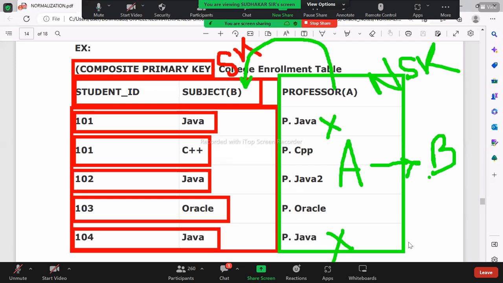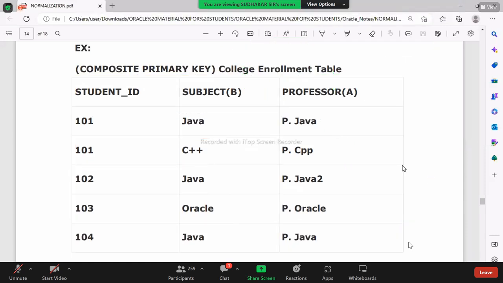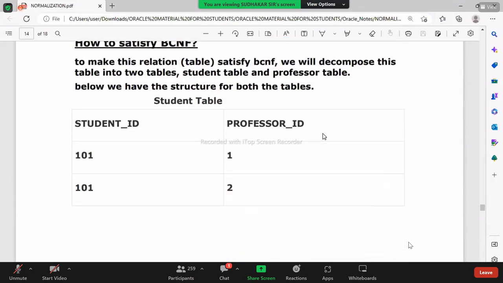Then what do I want to do, sir? I want to make it reverse. Yes or no? That means professor should become a super key, and subject should become a non-super key. Then professor depends on subject, and professor is a super key. Now it is satisfied. So that is the simple modification I have to do. How can I do it here?